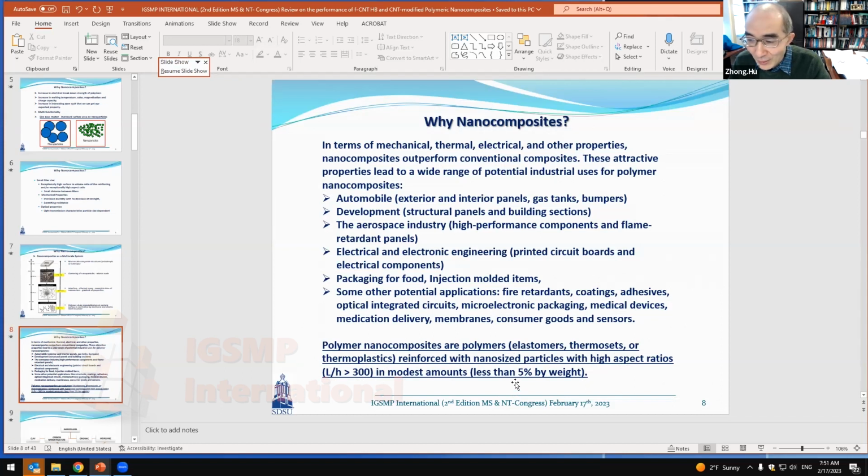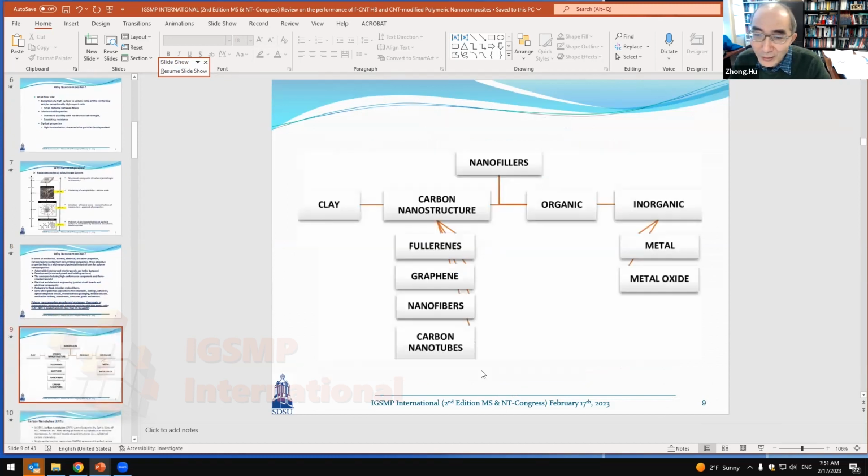And of course, we have volume percent, usually we call the loading, and weight percent, so there's a lot of things, and quality. So this is the filler, and usually the filler can be divided into different categories. For example, clay, and you have a carbon family. In the carbon family, you have fullerenes, you have graphene, you have nano fillers, and also carbon nanotube. So many, so I just list a few. And you have organic fillers, you have inorganic fillers.